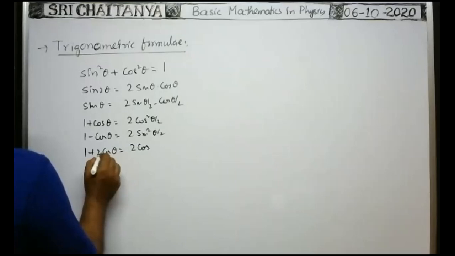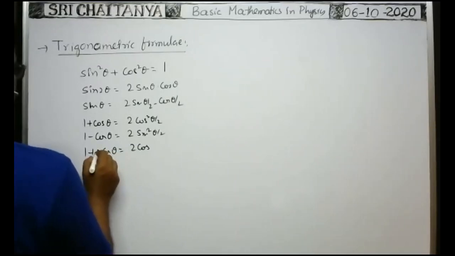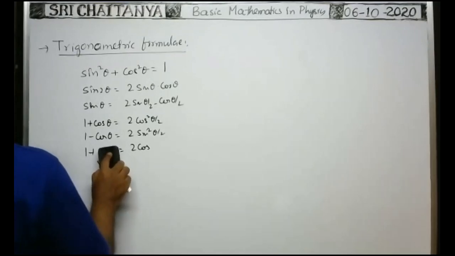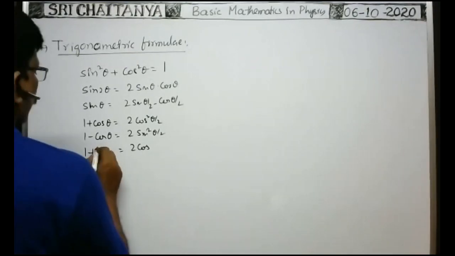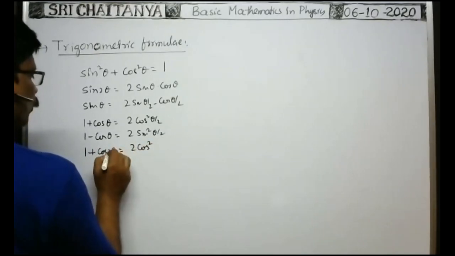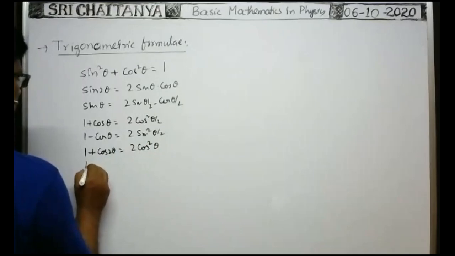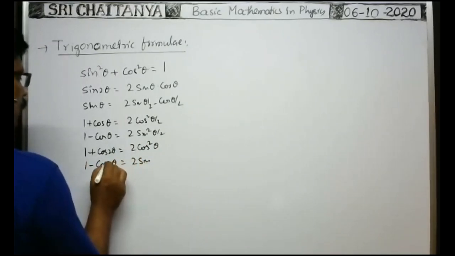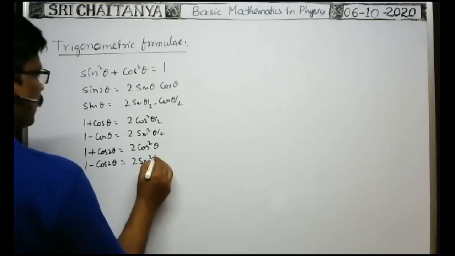Here, 1 plus cos 2 theta is equal to 2 cos square theta, since 2 theta by 2 means theta only. 1 minus cos 2 theta is equal to 2 sine square theta, since 2 theta by 2 means theta. That's why it is equal to 2 sine square theta.